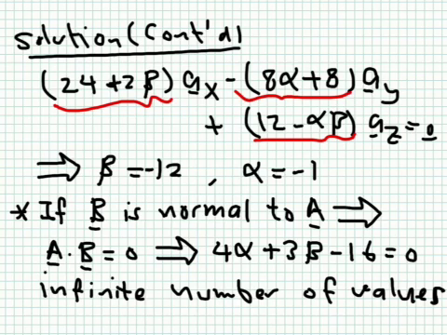If b is normal to a, then a dot b is equal to 0. Then if you do the dot product between the corresponding components, you get 4 alpha plus 3 beta minus 16 is equal to 0. So this relationship must be satisfied for them to be normal. Of course, we have an infinite number of values. Every value of alpha will give a corresponding value of beta that allows these two vectors to be orthogonal.